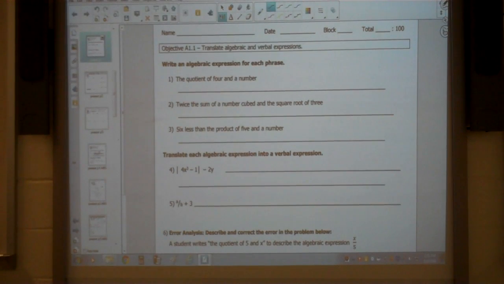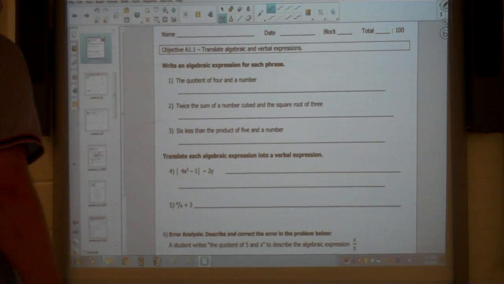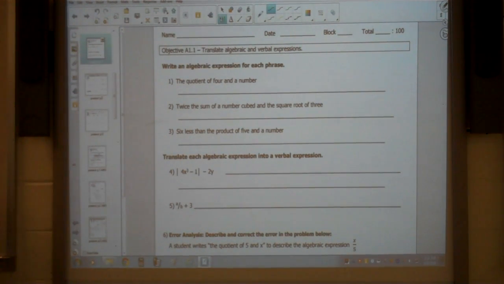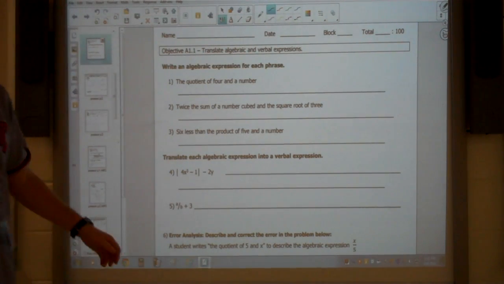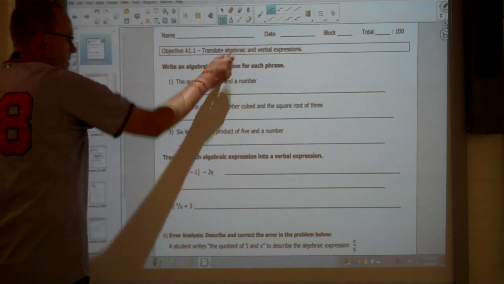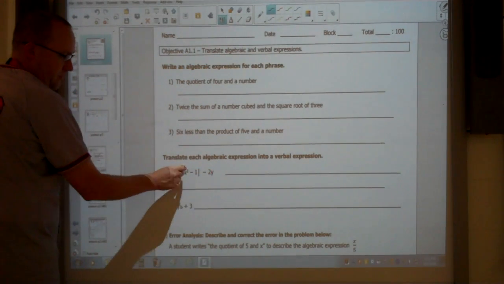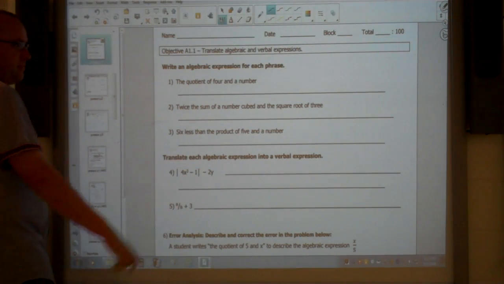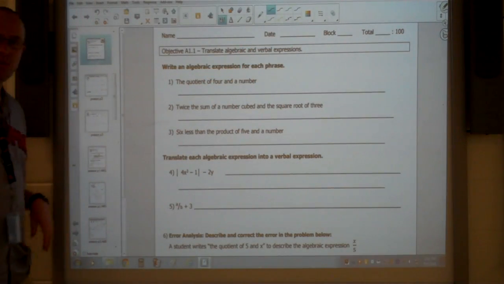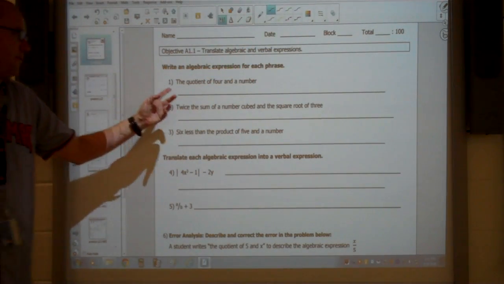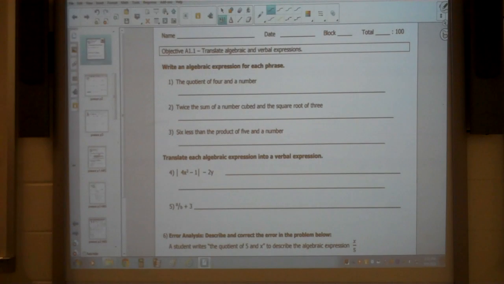This is the test review for Unit 1, and we've broken this into objectives. The first objective we're going to look at is to translate algebraic and verbal expressions. So algebraic expressions are ones like this, where you can see the variables written down, the x's and the y's and the letters. And the verbal expressions is more how you would say those things. So it's often written out in letters and words so you can see what's actually happening there.